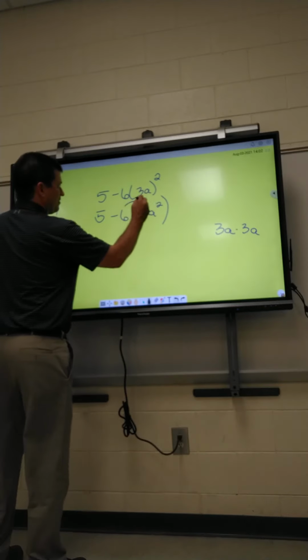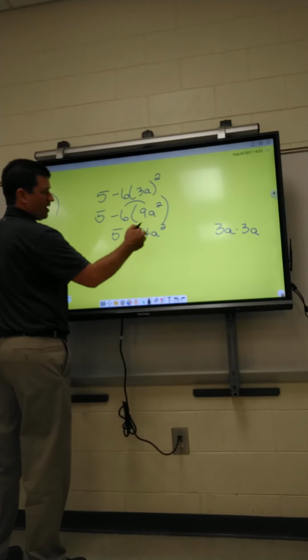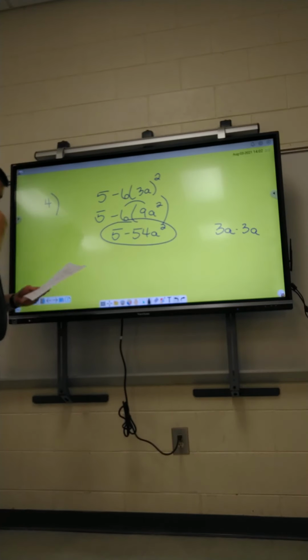Last step, times these two, you got 54a squared. Those are not like terms, so you leave it like that.